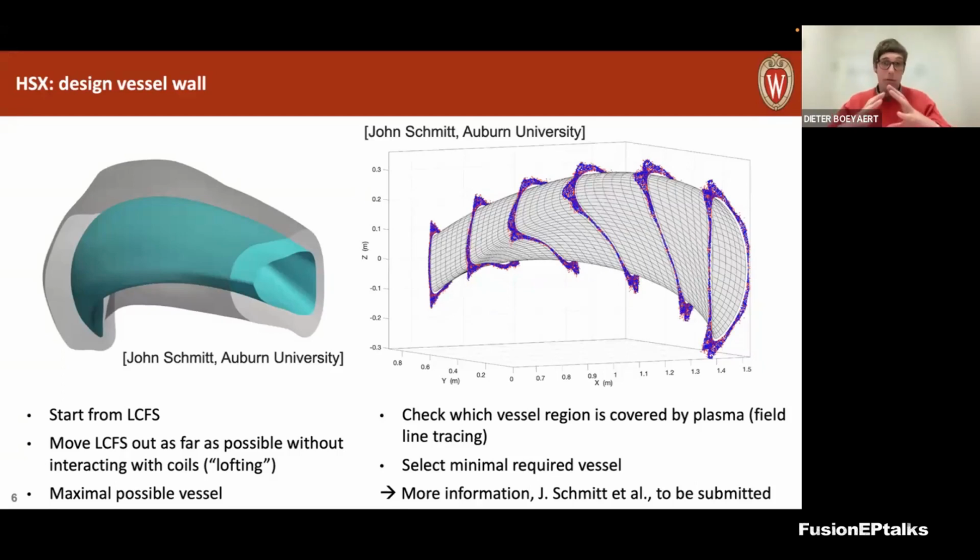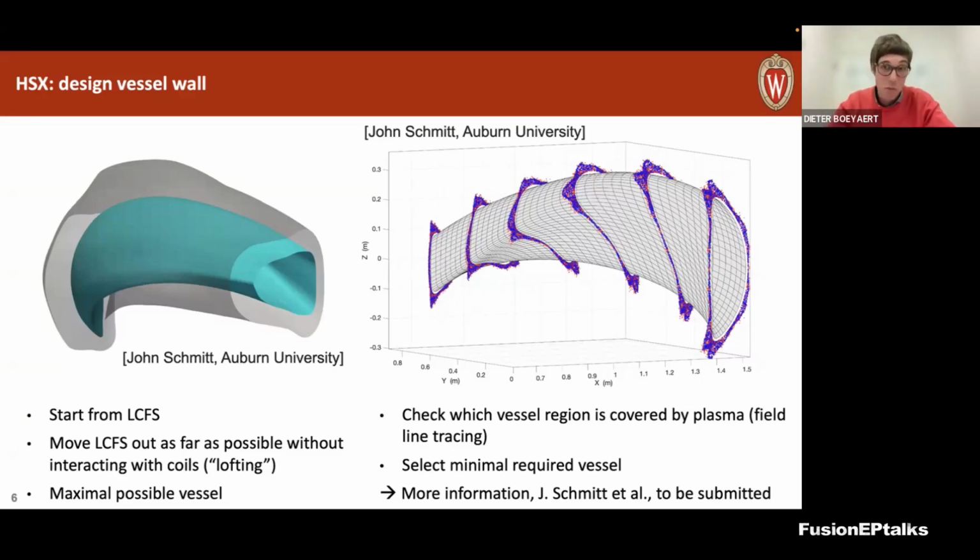So therefore, after lofting this vessel as far out as possible, we come to the next stage in which we check with field line tracing where we expect that our particles will travel inside our new vessel. All the spaces where we don't find any particles, mostly the spaces where you have a very short connection length, we can then cut out again, because we don't need them anymore. And this makes it, from an engineering viewpoint, way easier to install this vessel inside the coils of HSX.